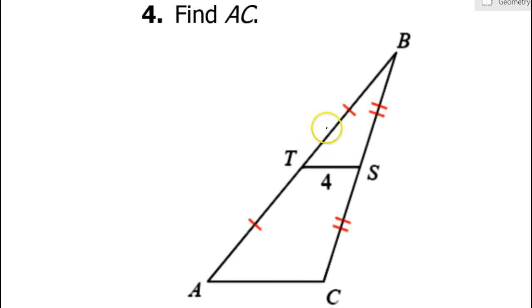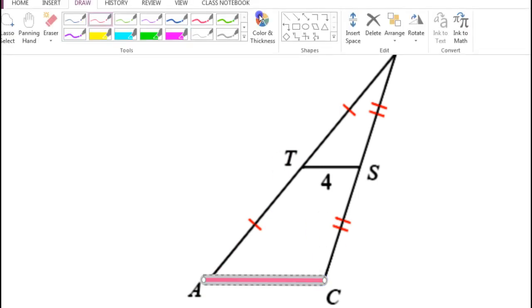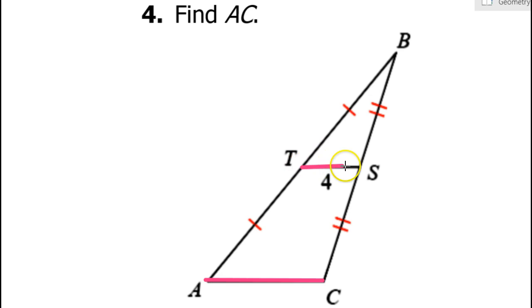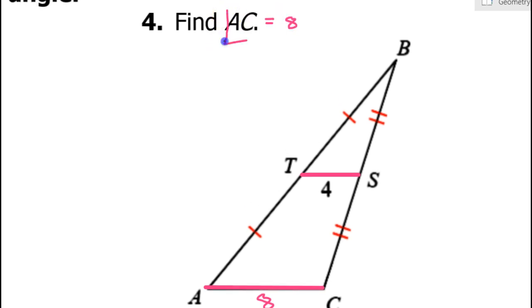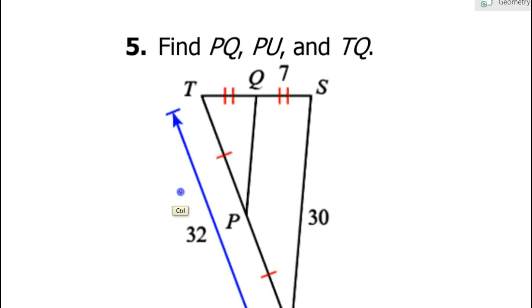For this one we are supposed to find AC, which is equally obvious. This is the midsegment that is parallel. And we have learned, of course, that the midsegment is half the length of the parallel side of the triangle. So that means that if this is half, then this must be 8. So AC is equal to 8. So far this has been ridiculously easy.